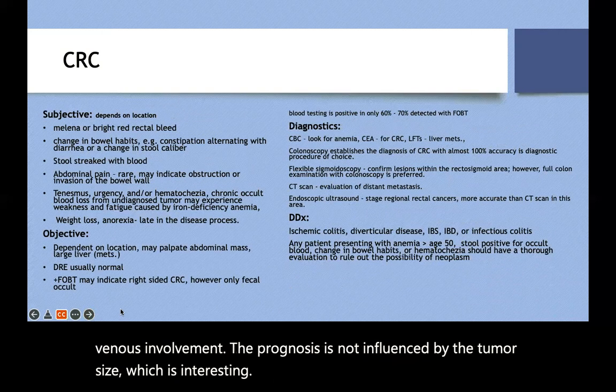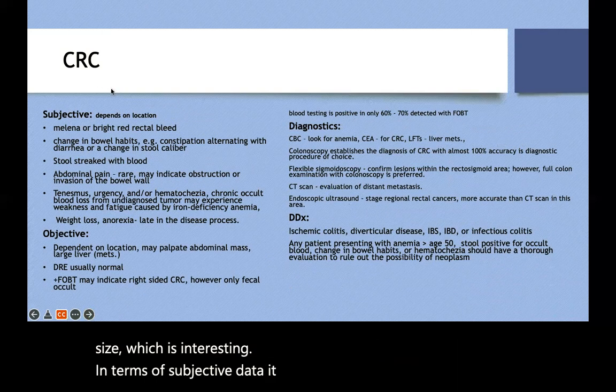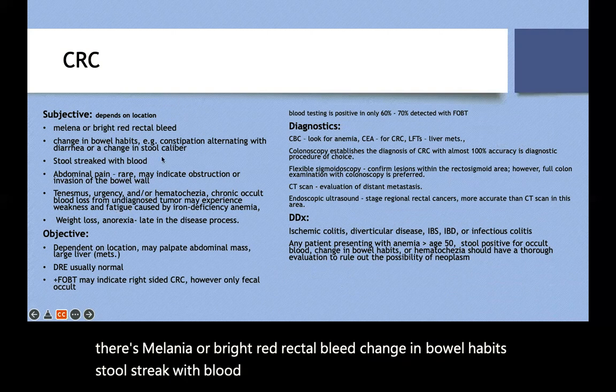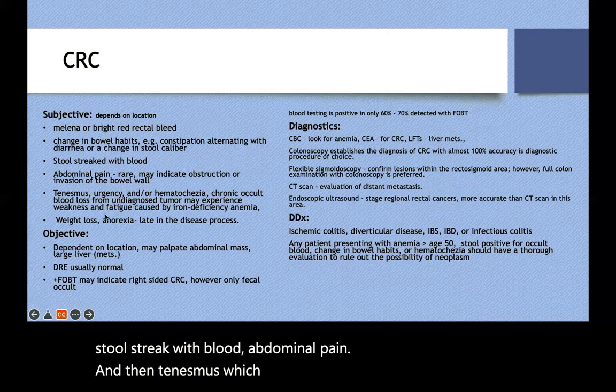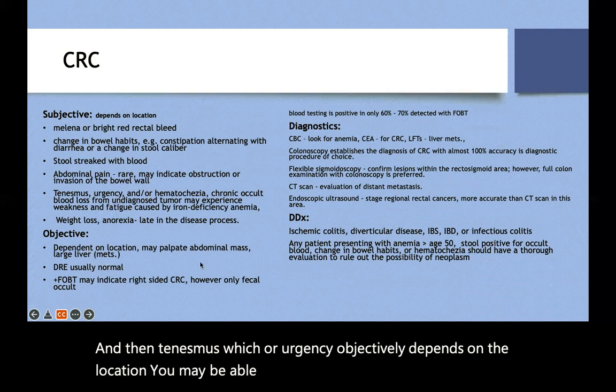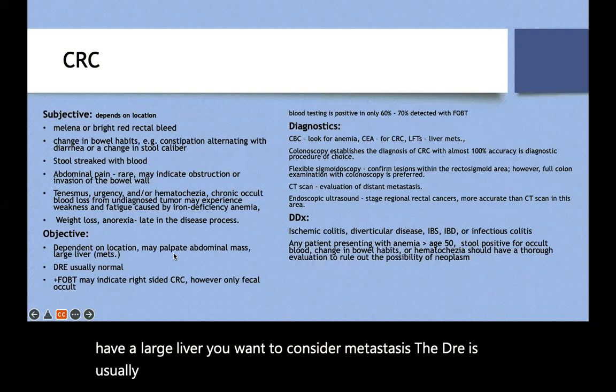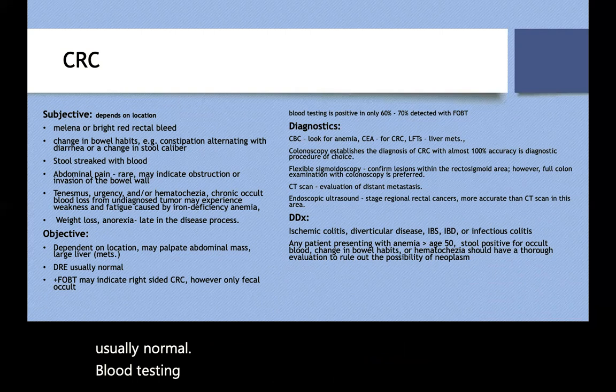In terms of subjective data, it depends on the location. Usually there's melena or bright red rectal bleed, change in bowel habits, stool streaked with blood, abdominal pain, and then tenesmus, or urgency. Objectively, it depends on the location. You may be able to palpate an abdominal mass, or if they have a large liver, you want to consider metastasis. The DRE is usually normal. Blood testing is positive in 60 to 70% detected with FOBT.